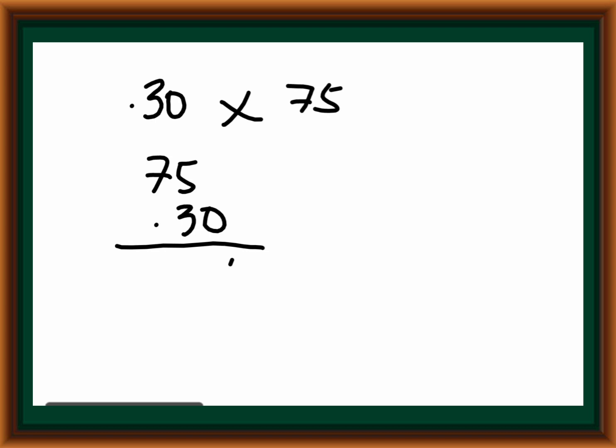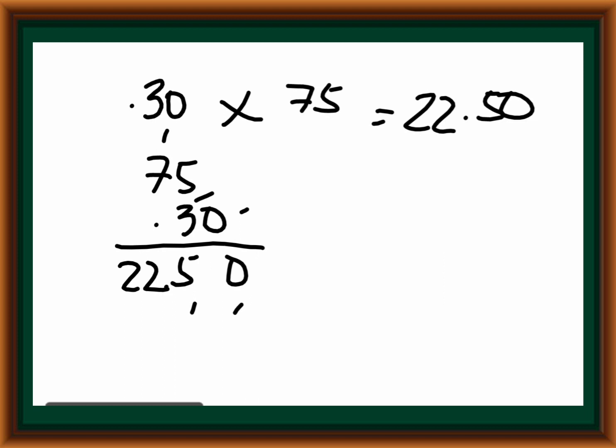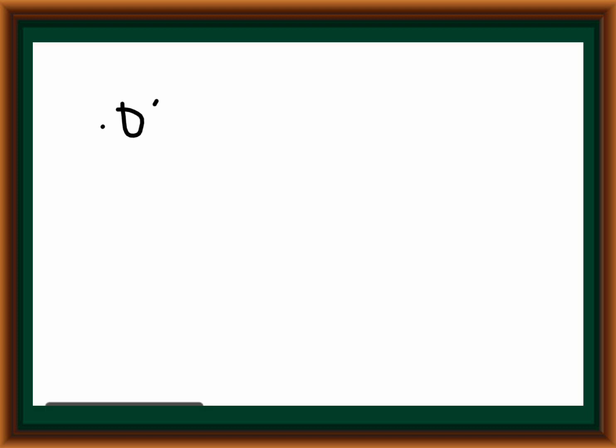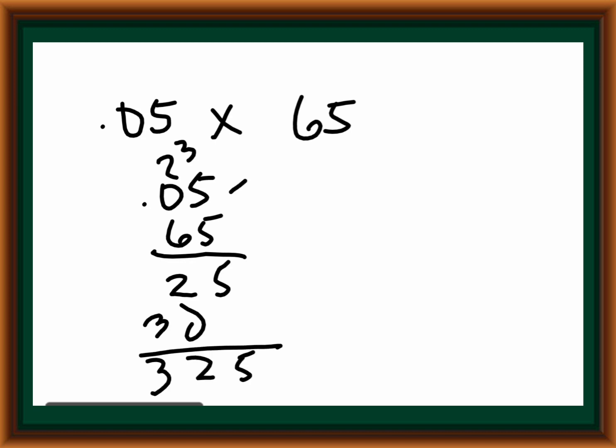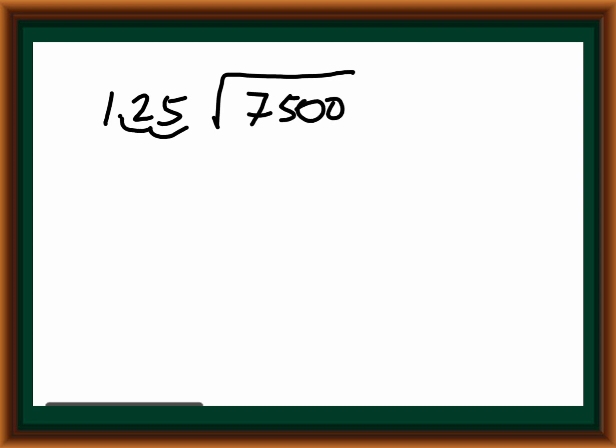Perform the normal multiplication, that's 2250. In placing the decimal point, count the number of the decimal places, that's 1, 2, so the answer is 22.5. Another example is 0.05 times 65. Perform normal multiplication, the answer is 325. Count the number of decimals, so that's 3.25. Another, 75 divided by 1.25, so you move 2 decimal places to the right and then perform normal division.